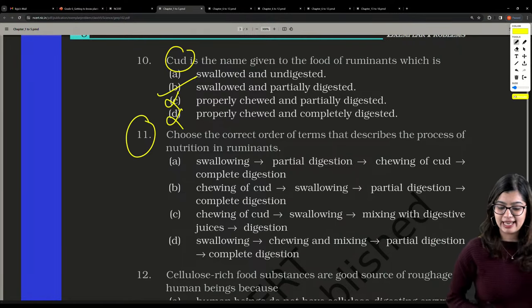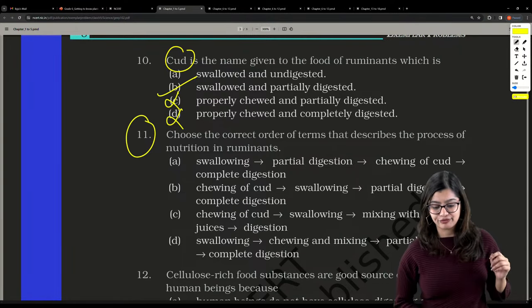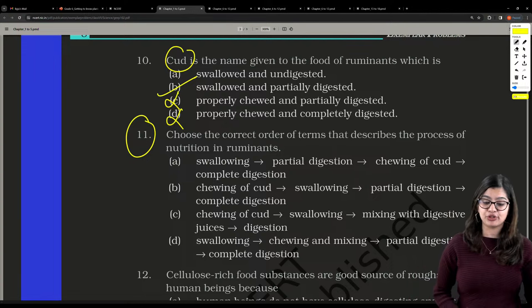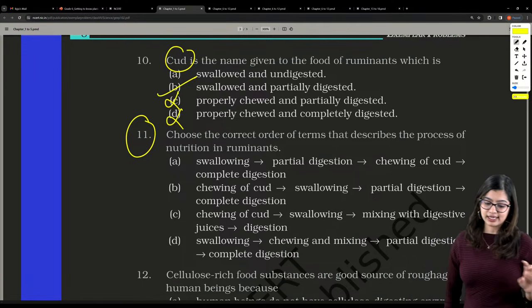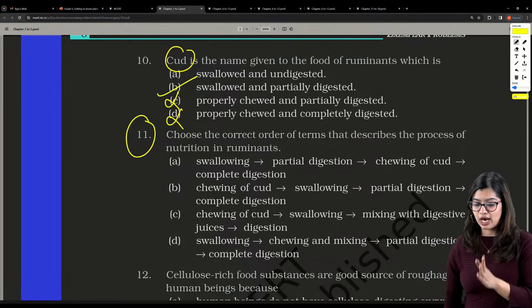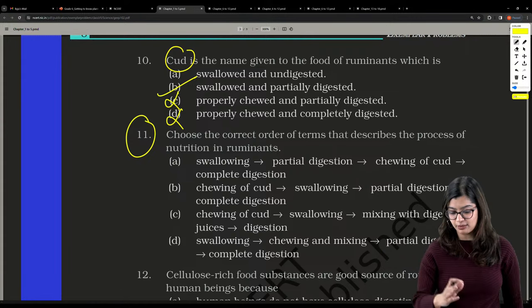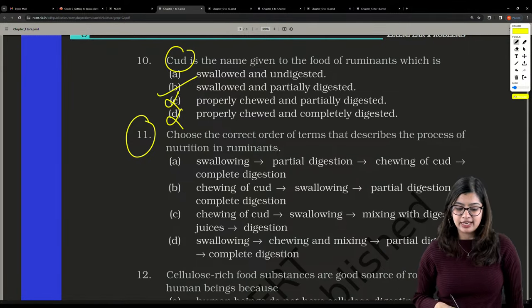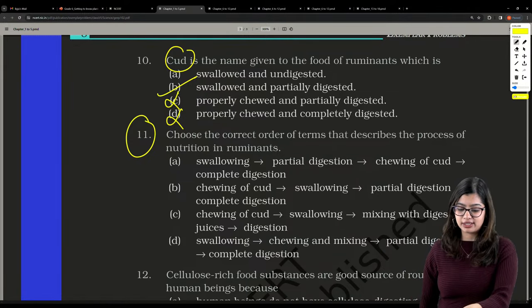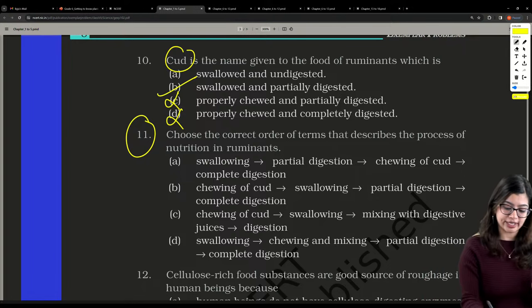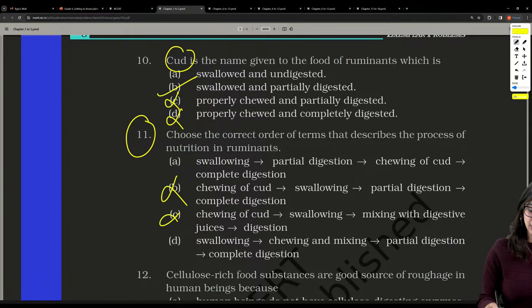Now question number 11. Choose the correct order of terms that describe the process of nutrition in ruminants. What is the correct one? Swallowing, partial digestion, chewing of cud, complete digestion. Okay. Now we know that chewing of cud, swallowing, partial digestion, no, it cannot be option B. Chewing of cud cannot be the first thing. Swallowing, chewing and mixing, then partial digestion.